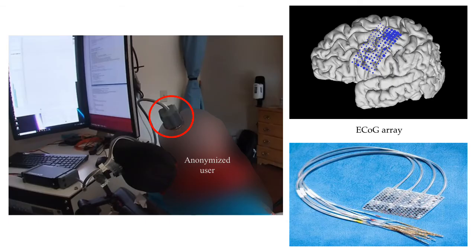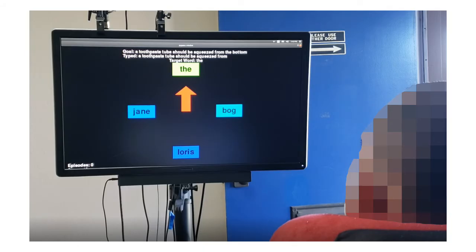Our algorithm is agnostic to the type of user input it receives, so we can replace the eye gaze input from the webcam with other kinds of input instead, like recordings from an electrocorticography or ECOG-based brain-computer interface. This hardware is surgically implanted inside the user and provides us with 128 channels of input. In this case, the user's input is their brain activity as they look at the display and think about their desired word.